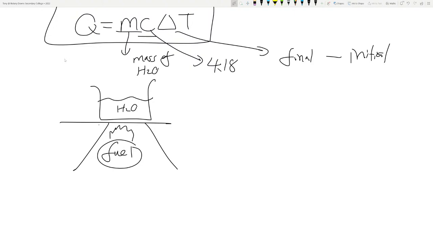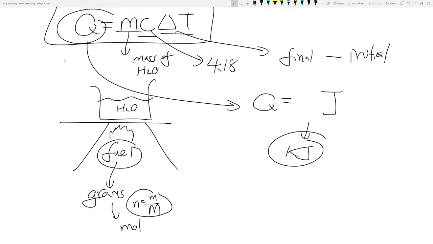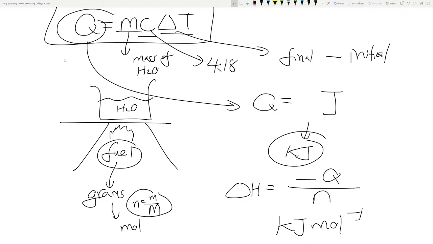So mass times constant times change in temperature, you get Q. Now just remember, Q is measured in joules, so you need to convert that to kilojoules. Once you've got that, you know how many grams of the fuel you burned. We don't like grams, so we can convert this to moles by using n equals small m divided by big M. Once you've got the moles and the kilojoules, how do we figure out enthalpy? Enthalpy equals negative Q divided by the moles. So that's going to give you the answer in kilojoules per mole, okay?